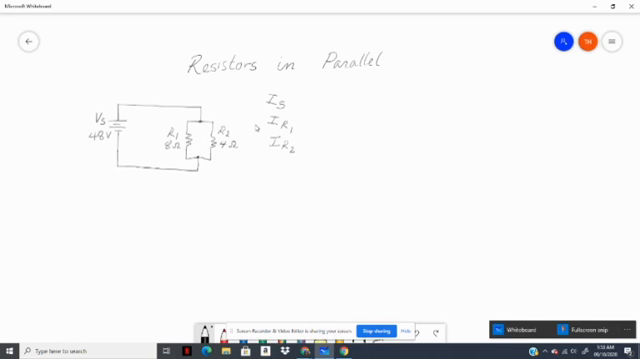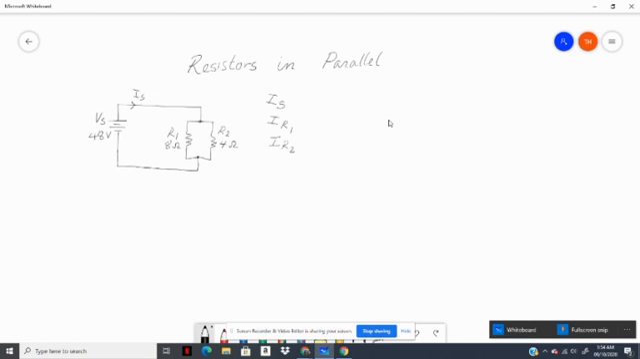Now, the first step in doing a calculation on resistors in parallel is to find the total resistance of the parallel configuration. Once we can calculate the total resistance, then we can use Ohm's law to calculate the total current. The symbol for the current will be I supply, the total current. So the question is, how do we calculate the value of two resistors in parallel?